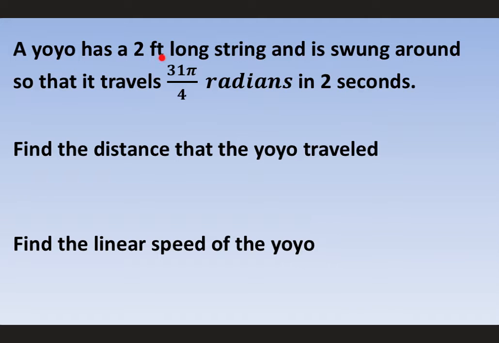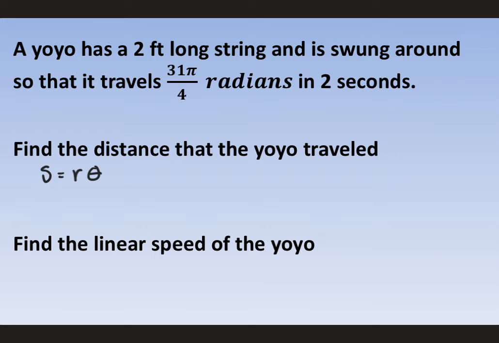So, here's our first example problem. It says a yo-yo has a 2-foot long string and is swung around so that it travels 31 pi over 4 radians in 2 seconds. I don't know if that's a realistic speed or anything, but we'll go ahead and say that. The first question says, find the distance that the yo-yo traveled. So the first thing we're going to do is find S. Now remember, S equals R theta, where theta has to be in radians. The theta they give us is in radians, so we're good. And then R is the radius of the string. So this should be a pretty straightforward calculation.